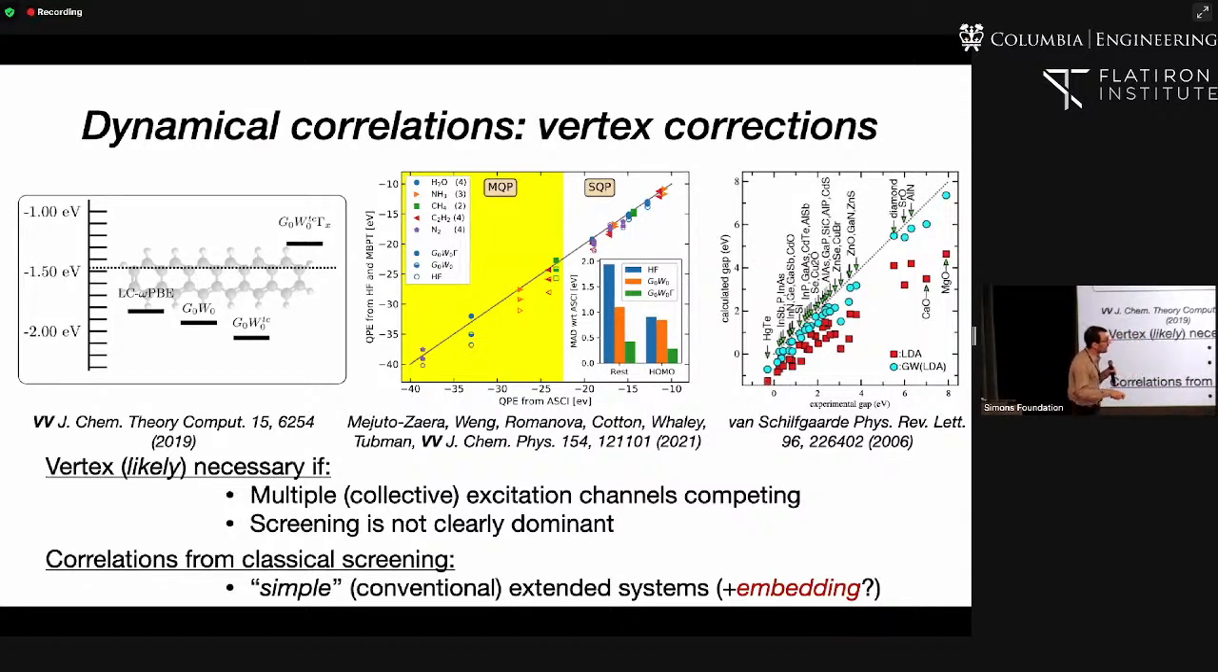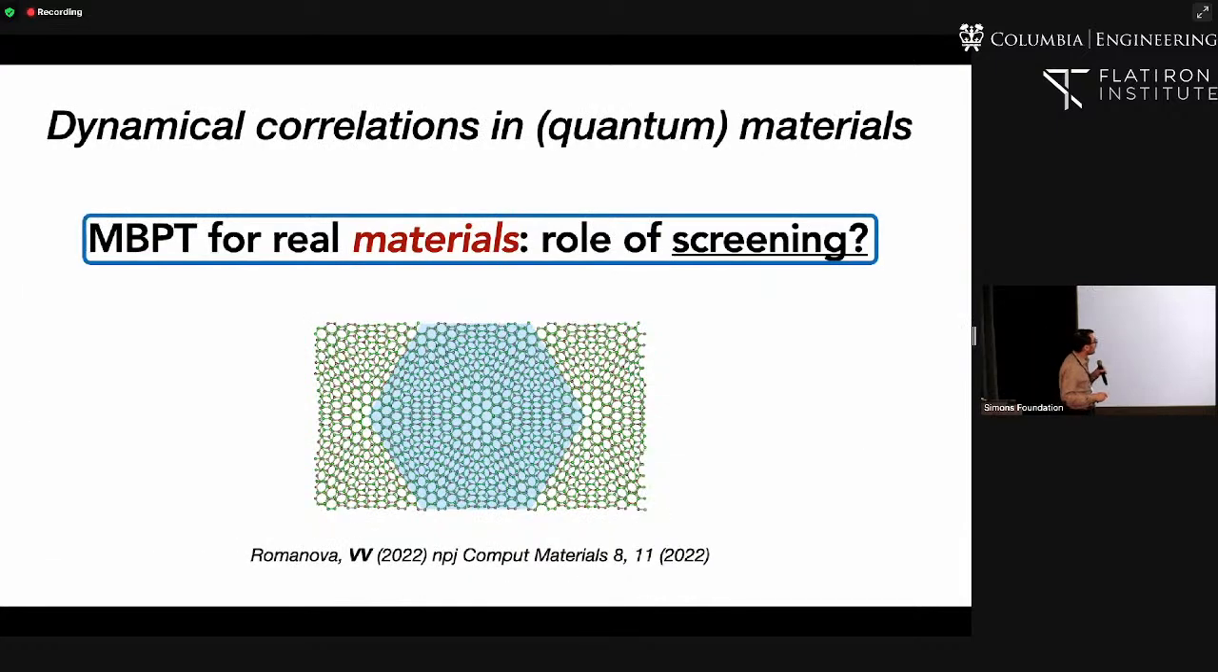So I will not continue with the vertex corrections because we started to apply them to solids, but show something that we have done exactly for this regime where you need to embed some strongly correlated problems. One of the problems that we were asked to work on by our colleagues was to look at the screening in twisted bilayer graphene.